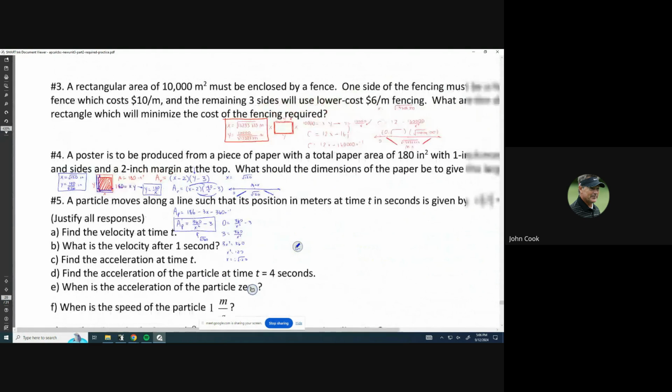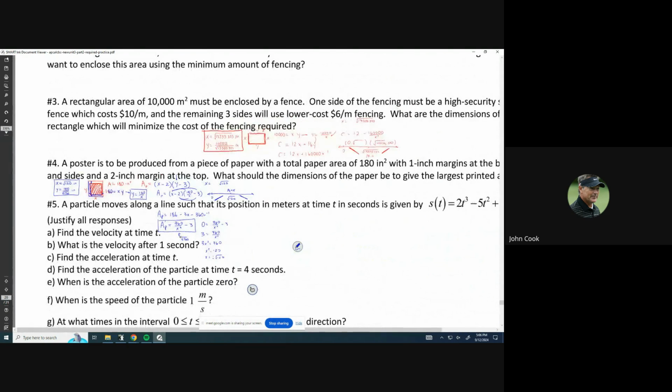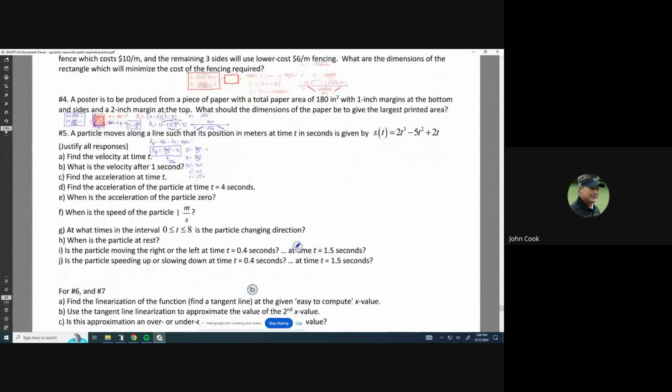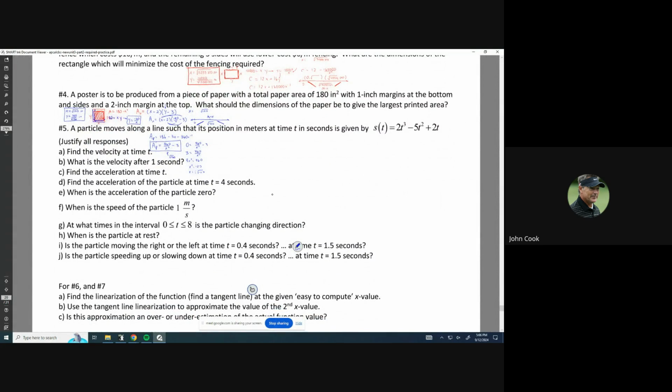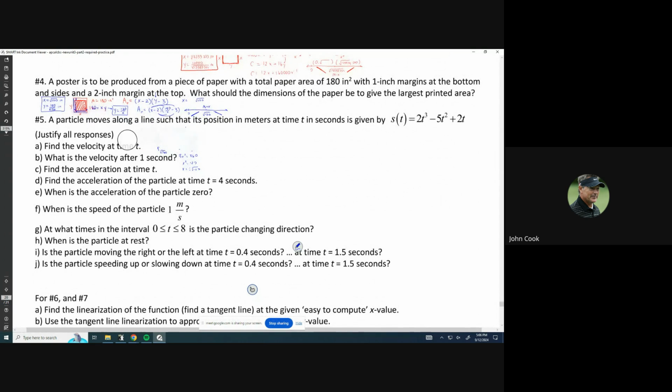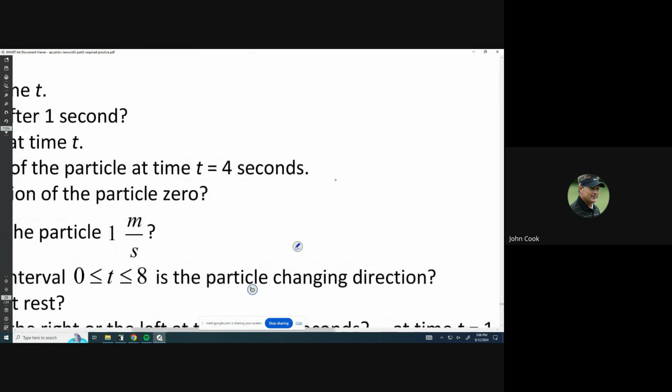Got through the first four problems. Now it looks like we're on the physics problem. A particle moves along a line such that its position is given by s of t equals 2t to the third minus 5t squared plus 2t. We have to justify all our responses as we go through this. Part A asks you to find the velocity of the function. So let's go ahead and answer it.